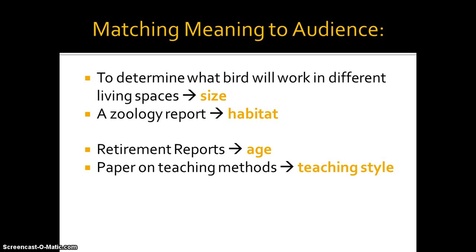So if we go back to the birds topic, if our goal is to determine what kind of bird is going to work in different living spaces, then we might use size as our principle of classification because we want to make sure we have enough room for the different kinds of birds. If we're writing a zoology report, though, then it might make sense to use habitat as our principle of classification. With the professor's topic, if we're going to do retirement reports, we would obviously classify professors by age since retirement is linked to age. However, if we're going to do a paper on teaching methods, age wouldn't necessarily make sense.